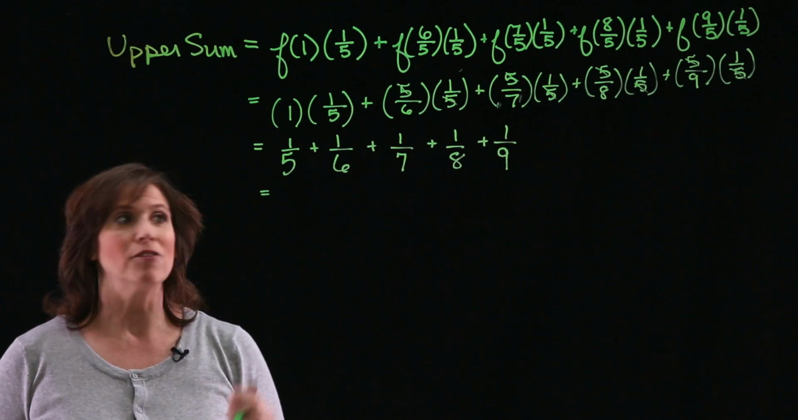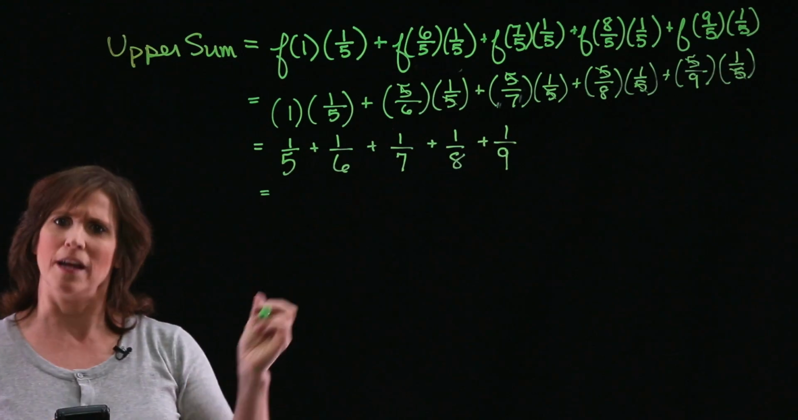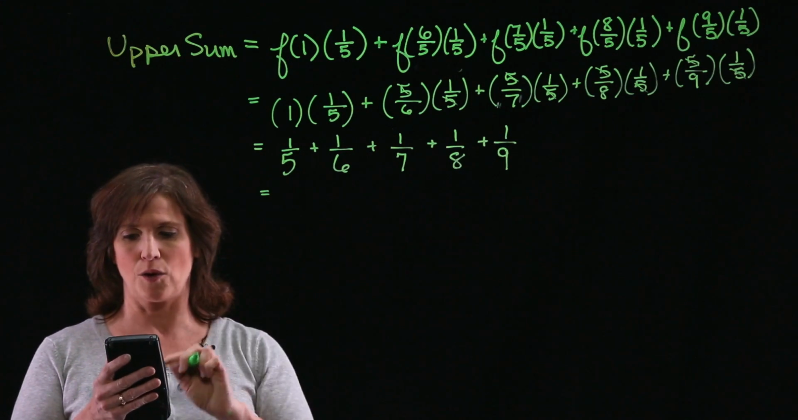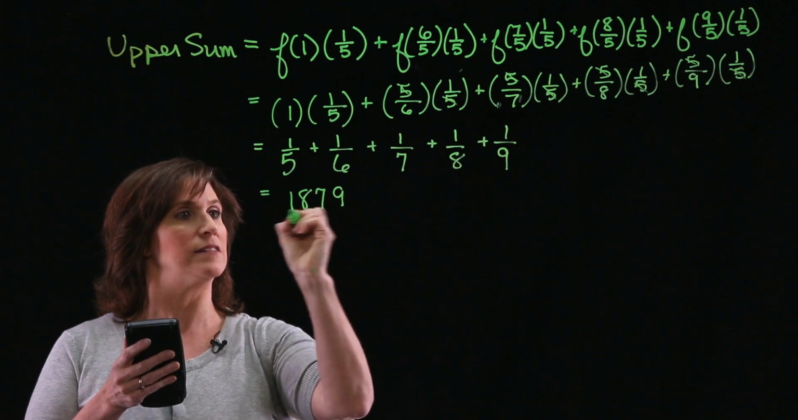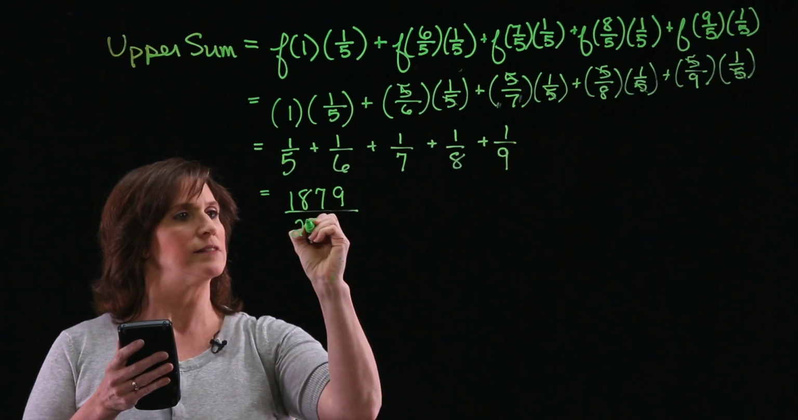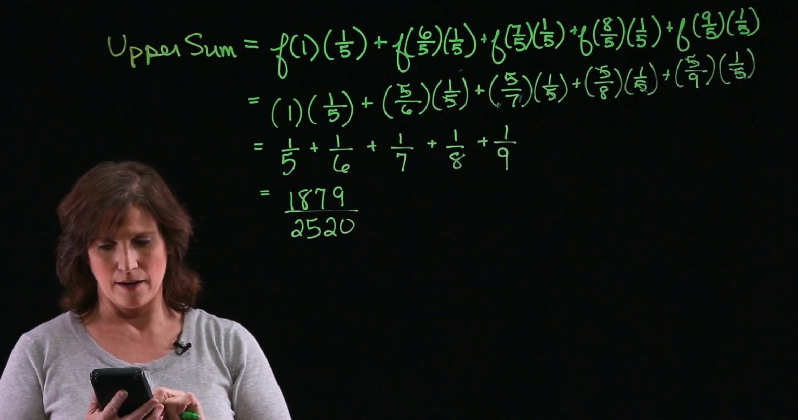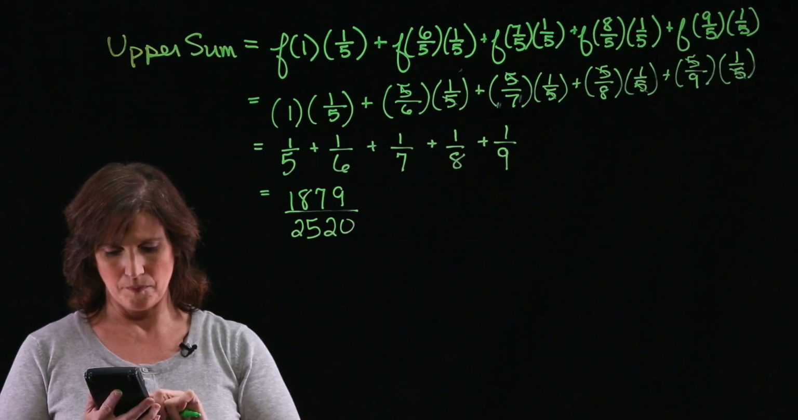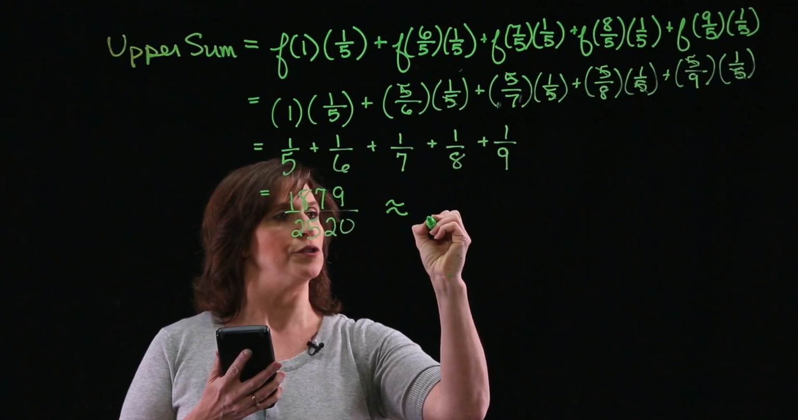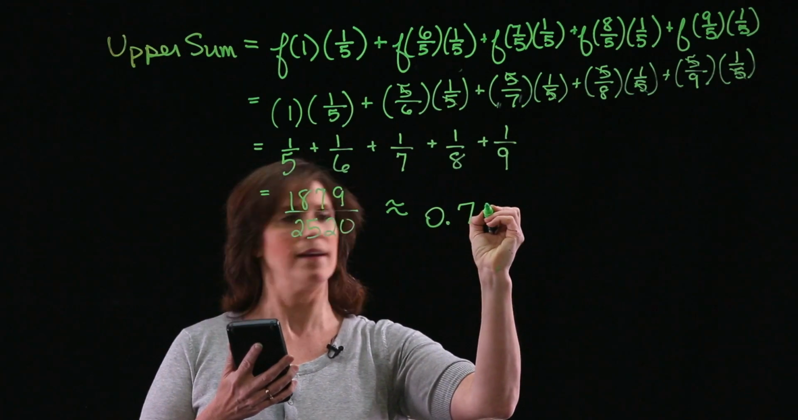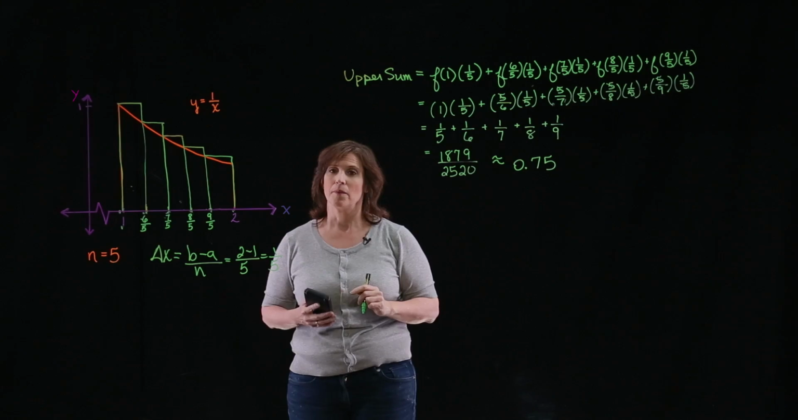All right, so I'm going to use a calculator to get an approximation for this. It might be worth noting if you did the fractional arithmetic, you're going to end up with 1,879 divided by 2,520. But if I plug that into my calculator, we'll say that this is approximately equal to 0.75 for the area of my upper sum.